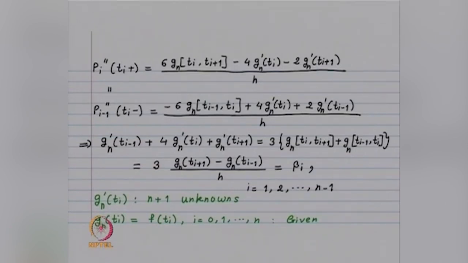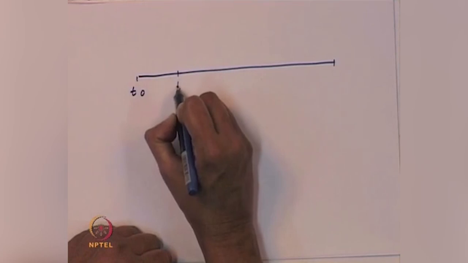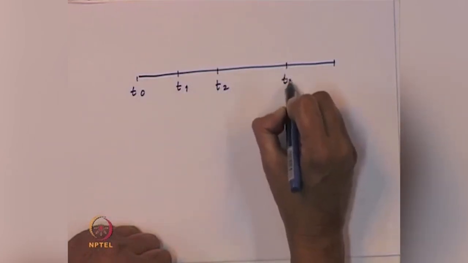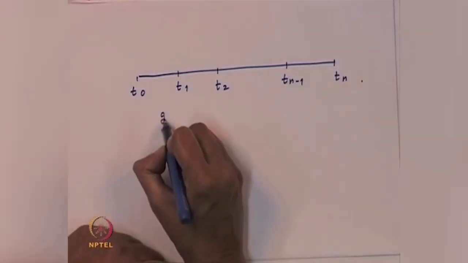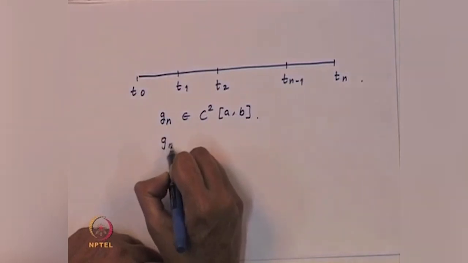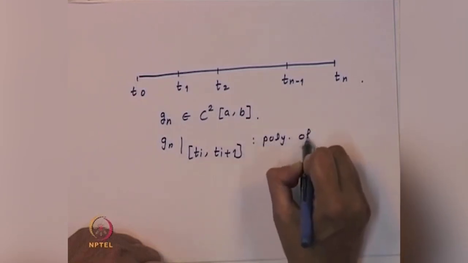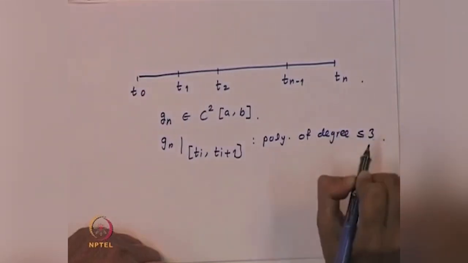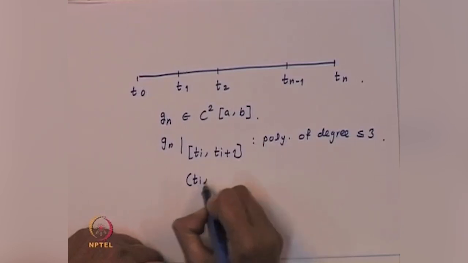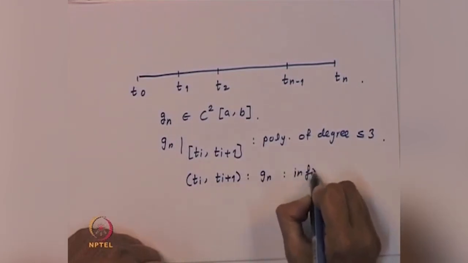Here i is going to vary from 1 up to n - 1, because the equating of the second derivatives we need to do only at the interior node points. This was our uniform partition t_0, t_1, t_2, ..., t_{n-1} and t_n. We want g_n to be in C²[a,b]. g_n restricted to [t_i, t_{i+1}] is a polynomial of degree less than or equal to 3. So, on the open interval t_i to t_{i+1}, our g_n will be infinitely differentiable.